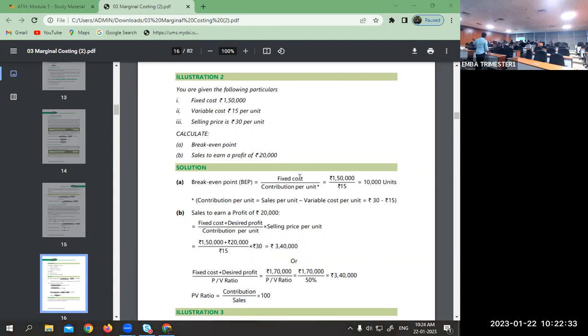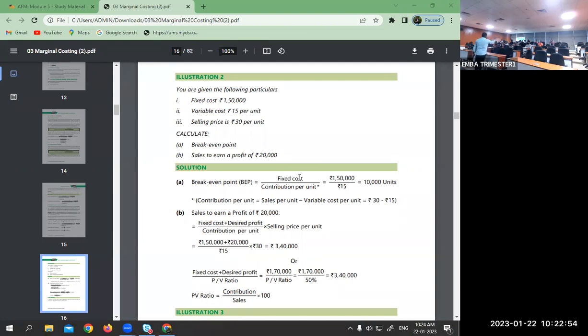No, sir, I want to know the value of sales. In that case, take fixed cost in total plus the desired amount of profit that I want to earn, and divide the whole thing by PV ratio. If you do that, you will get the amount of sales to be made to earn that amount of profit.